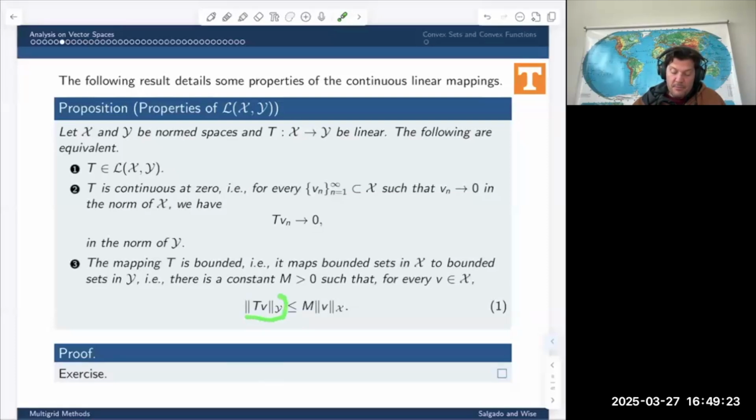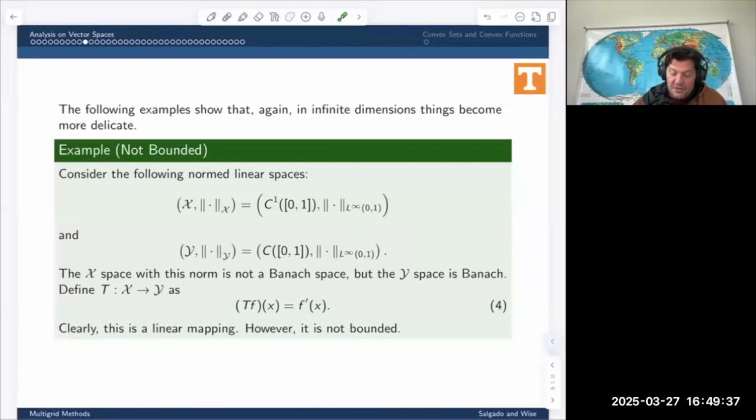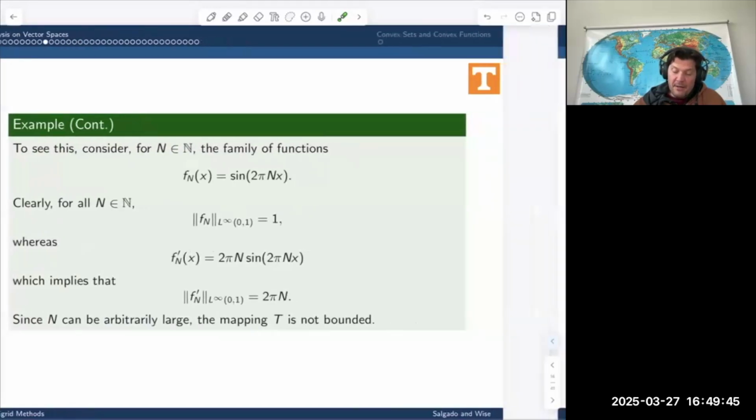This is going to be arbitrarily large because it's going to be n times 2 pi, where this is just going to be equal to 1. So there's no finite constant m which can control that. No finite constant m, fixed and finite, which is independent of all the v's, can control that. So T cannot be a bounded linear operator. It's linear, but not bounded.